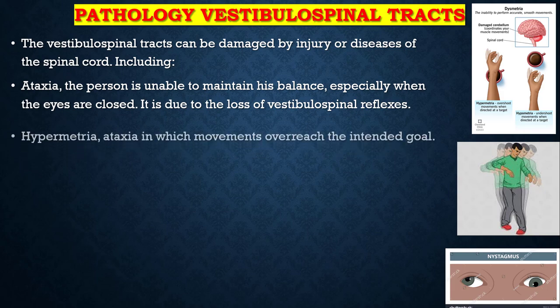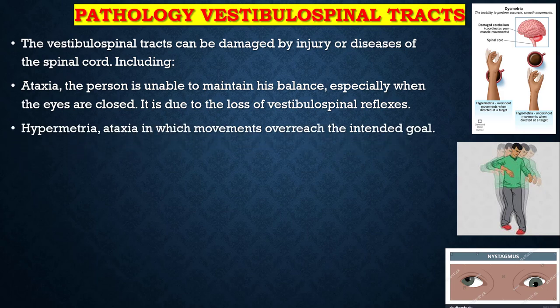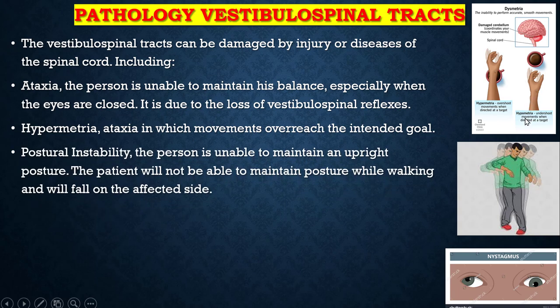Hypermetria: ataxia in which movement overshoots the intended goal. Here you can see they may overshoot or undershoot. Here in this picture you can see that the person is trying to catch a ball. So in this case he is overshooting and here he is undershooting. Postural instability: the person is unable to maintain an upright posture. The patient will not be able to maintain posture with walking and will fall on the affected side.